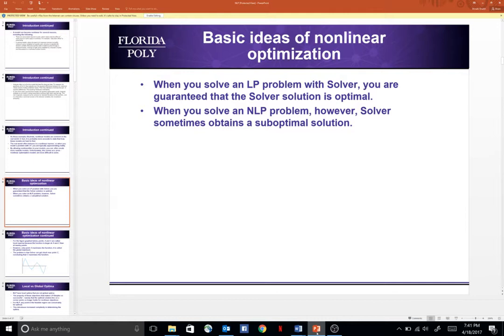So when we talked about LP problems using Solver and using the simplex method, pretty much if we did the formulation correctly, we would get an optimal solution. However, when we talk about NLP problems, the answer is not so straightforward at times. And by way of example, I'll show you exactly what I'm talking about.